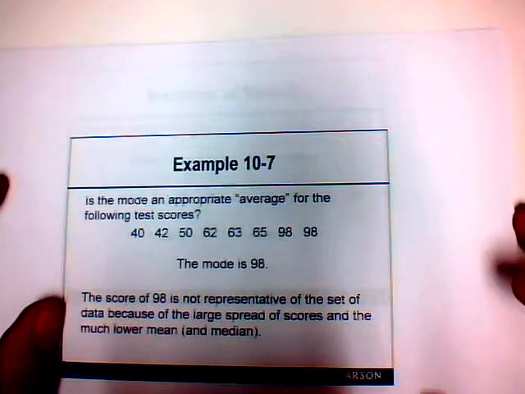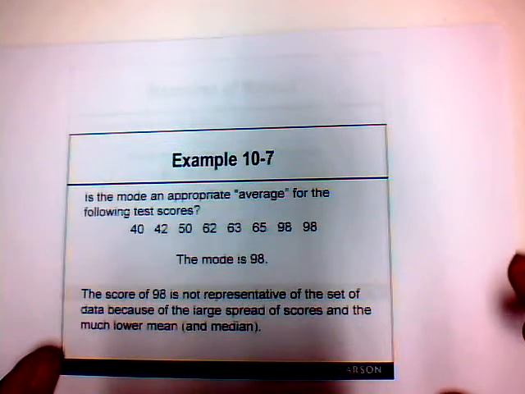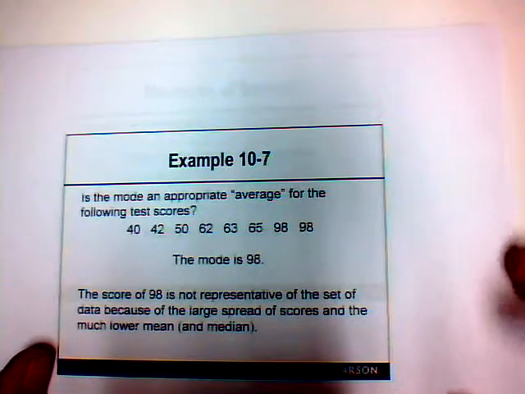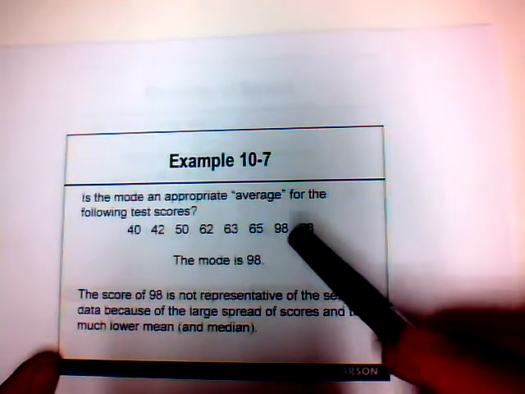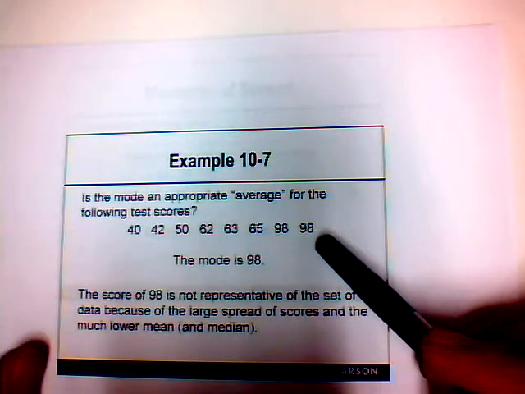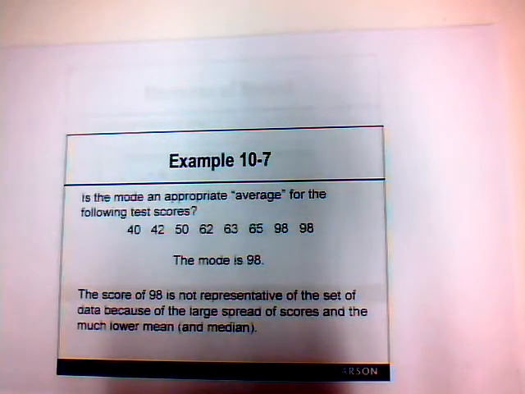Okay, now is the mode an appropriate average for the following test scores? Here we got 40, 42, 50, 62, 63, 65, 98, and 98. As you can see, 98 is the data value that occurs the most frequently, so 98 is the mode. Again, that mode or that score of 98 would not be representative of the set of data because of the large spread of scores and the much lower mean and median.